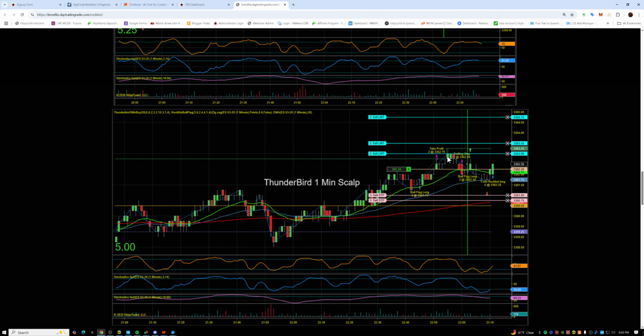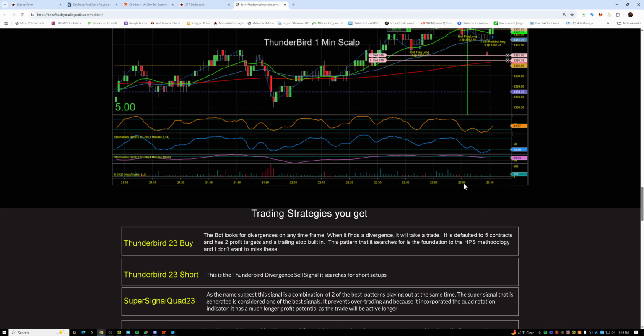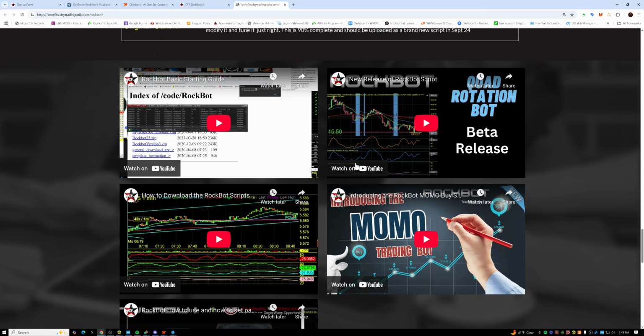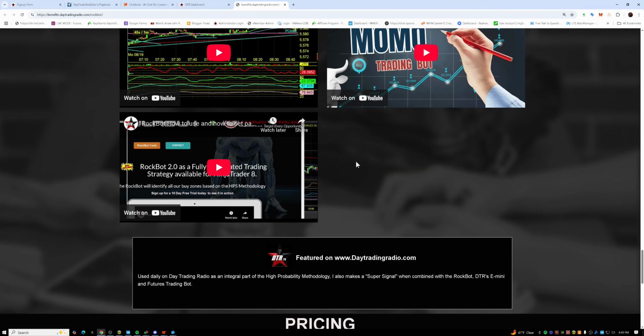You could run multiple scripts on the same chart too. I have a flag here, and then the divergence setup also running here. It'll automatically put your profits, your parameters. You get to set the parameters. These are the scripts you get. Again, there are a lot of videos on here to help you get involved.